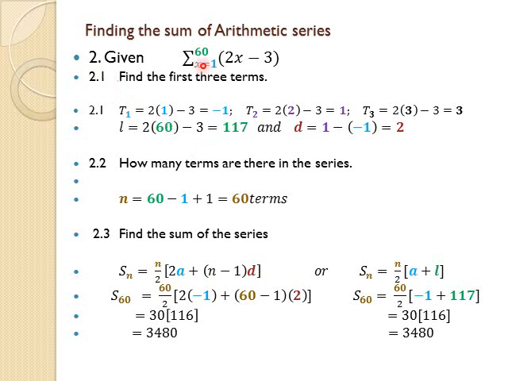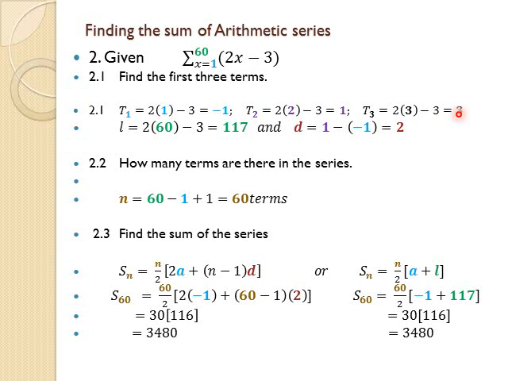Right, so problem 2, given the summation, x starting at 1 up to 60, of 2x minus 3. Then find the first three terms. So term 1, I substitute 1: 2 times 1 minus 3 gives me minus 1. Term 2, after 1 I have 2, so 2 times 2 gives me 4 minus 3, which is 1. And for term 3, after 2 we have 3, so 2 times 3 minus 3, 6 minus 3 gives me 3.